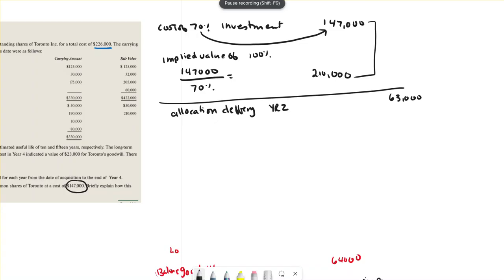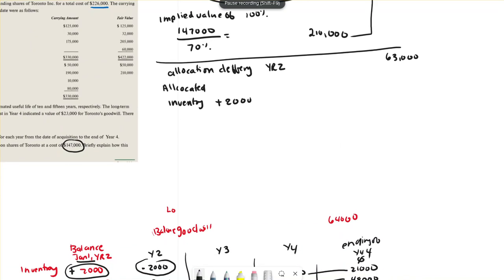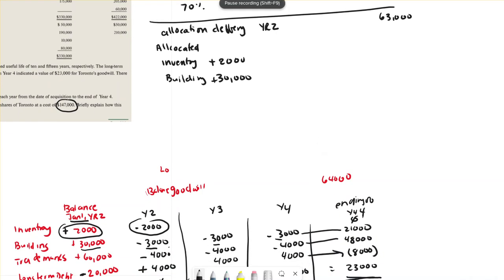Then again, your goodwill is going to be a different amount, and I don't know what the amount is going to be, but we needed to allocate to the assets. So we already allocated, we have an inventory, we are going to do 2,000. That was the allocation. Then we have my building, which was 30,000. I have those numbers at the bottom. I don't need to work it out. I have trademarks, and that was my 60,000. I had a long-term debt, and now we are going to get a goodwill, right?